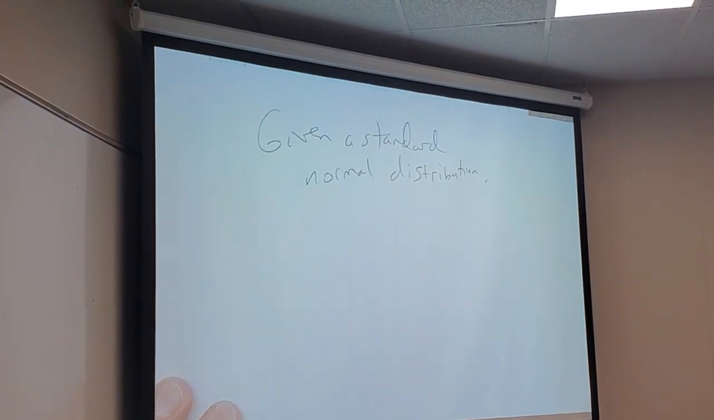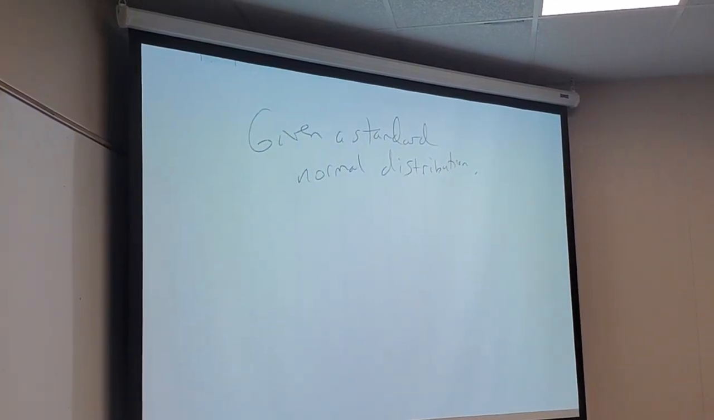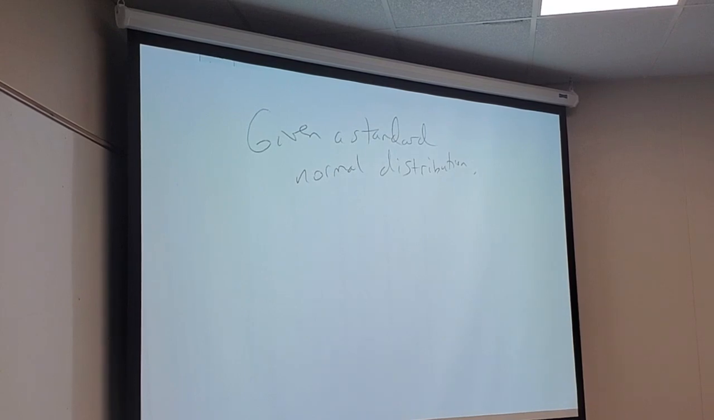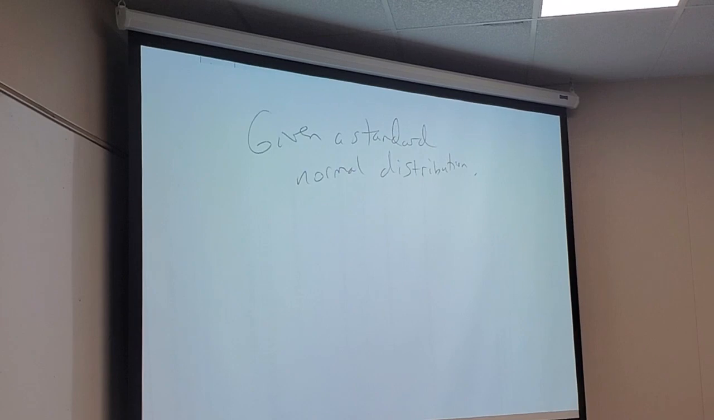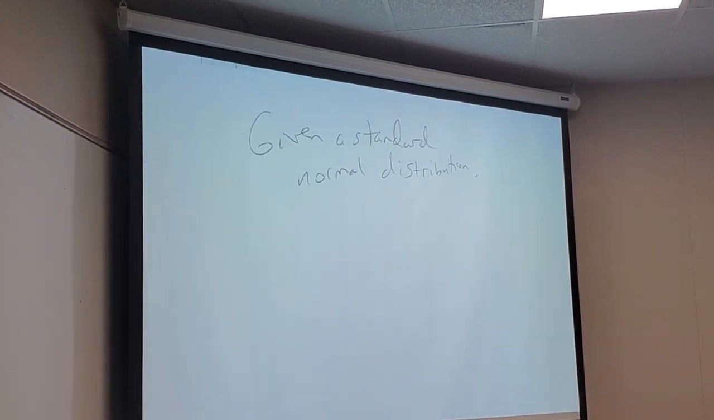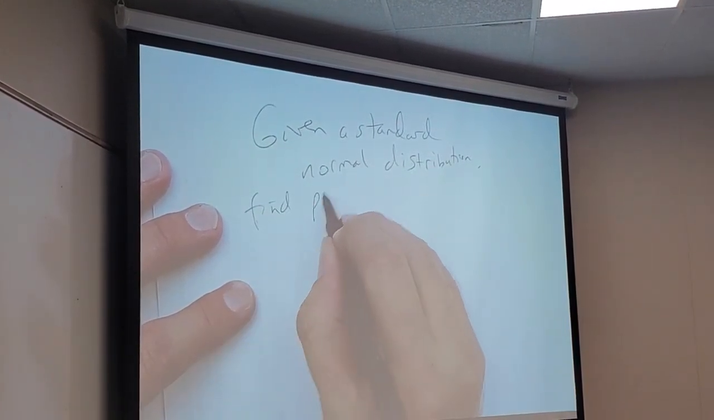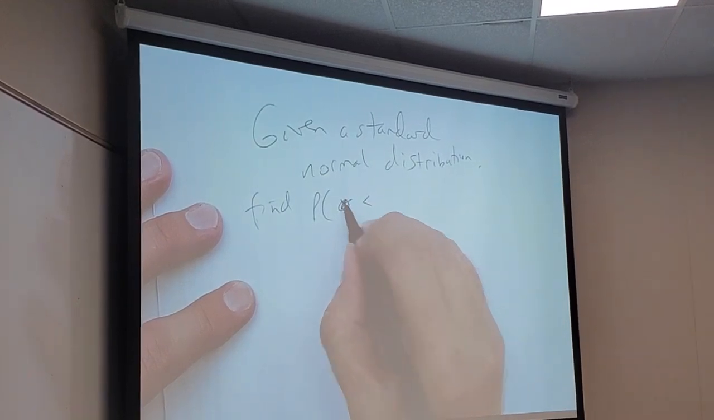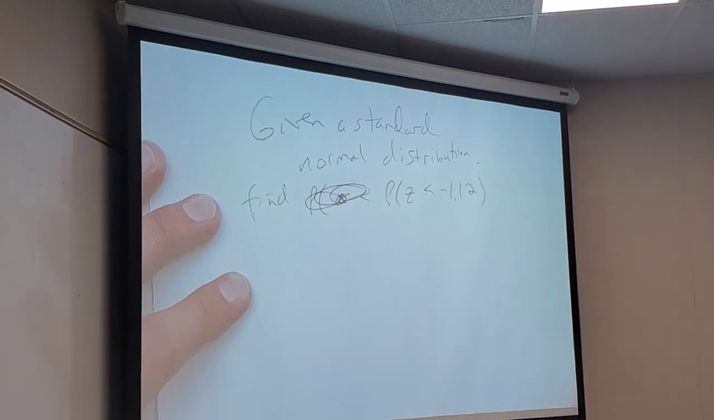So let me ask you guys a question. If they say given a standard normal distribution, what's going to be right in the middle? Be more specific. If I've already changed everything to Z-scores, what does the mean become? What is the Z-score again? The number of standard deviations from the mean to the point I'm looking at. If I'm looking at the mean, how far is the mean away from the mean? Zero. Okay. So given a standard normal distribution, find the probability that Z is less than negative 1.12.